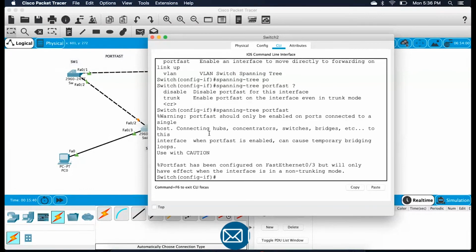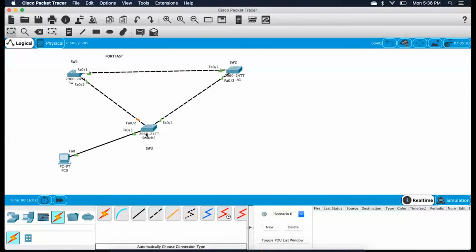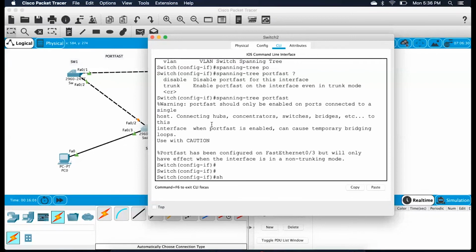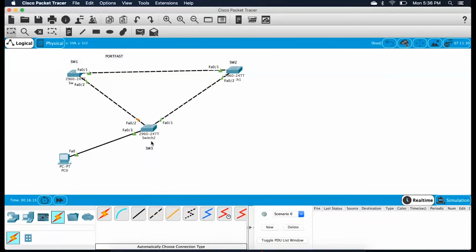Okay, it says Portfast should only be enabled on ports connected to a single host. Connecting hubs, concentrators, or switches and bridges is not recommended. And it says Portfast has been configured, but will only have effect when the interface is in non-trunking mode. And now your port will not participate. Do show spanning-tree, and you see that your FA0/3 will again be a designated port, and it will not receive BPDU frames again.